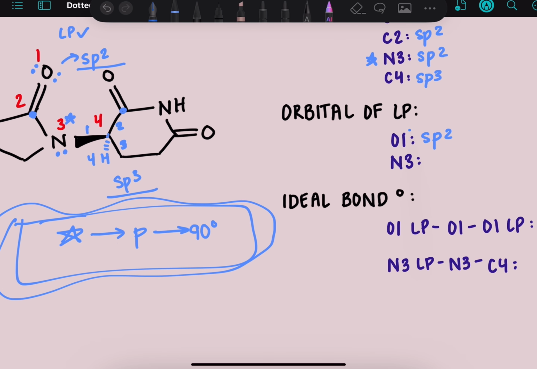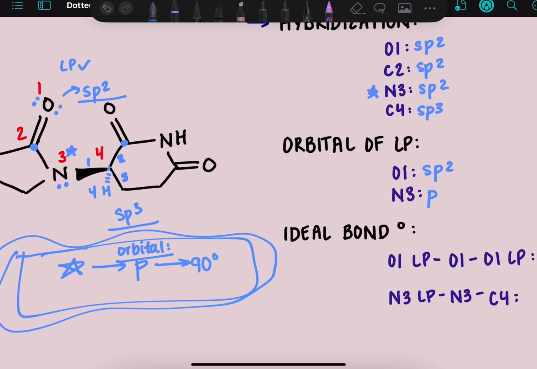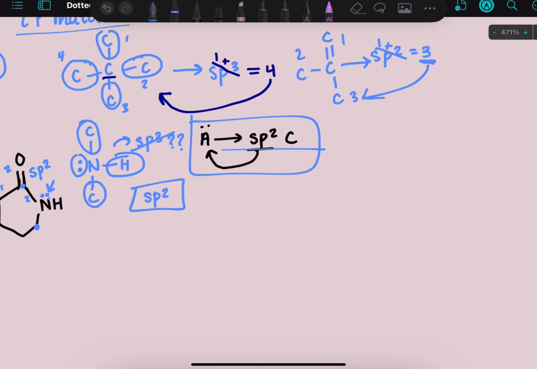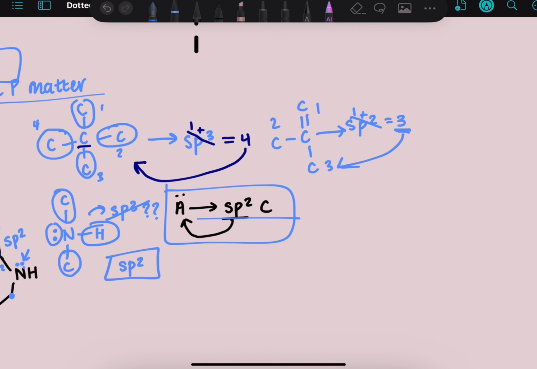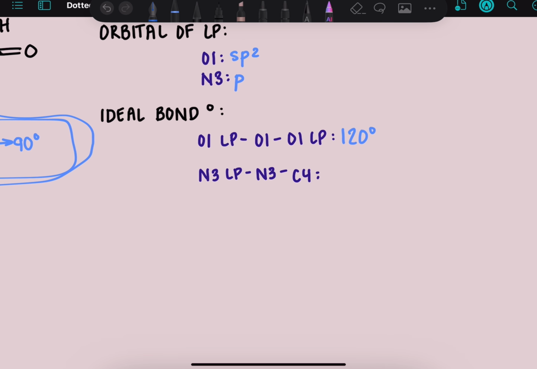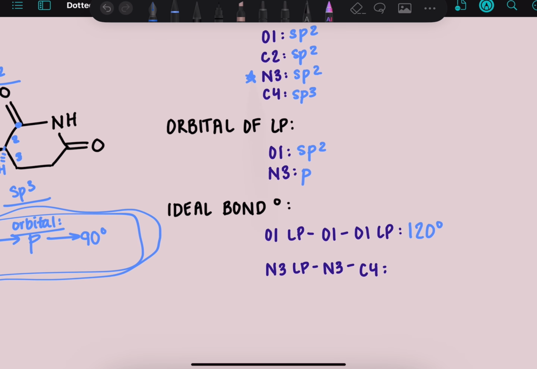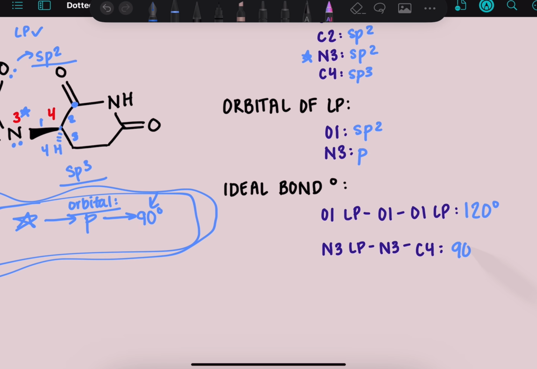So again, N3, because N3 is a special case, the orbital of the lone pair would be P, okay? And then we're looking at the ideal bond angle of O1. O1 was not a special case. Therefore, we're going to go back to that table. O1 was sp2, so it's going to have a 120 degree ideal bond angle. So, again, this is 120 degrees. N3, because it was that special case, this is what the ideal bond angle would be. It would be 90 degrees.